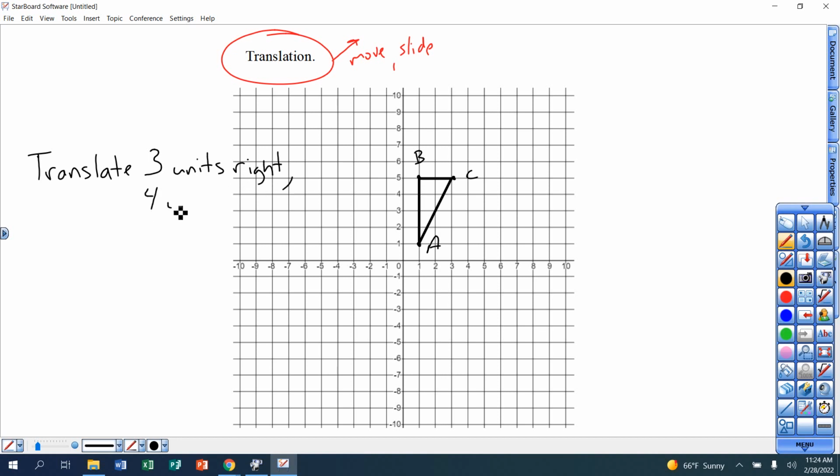4 units down. That means I'm taking every single coordinate and moving it right 3, 4 down. This one before the move, we call this the pre-image, before it was moved. Now I'm going to move it, and we call that the image. How do I move it? Every single point, I'm going to move 3 right, 4 down.